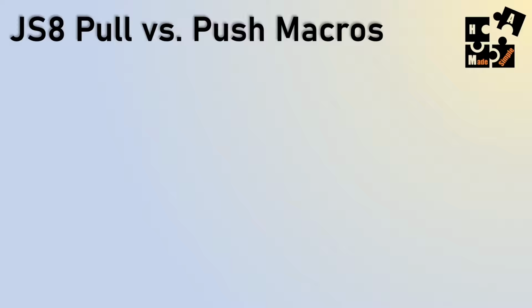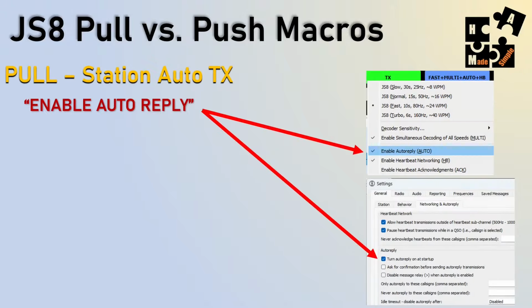So make sure you understand, when you're thinking of macros, you can pull information from another station or group, or push it to another station or group. But you can't do it if you don't have these enabled. So you want to make sure that you have enabled auto reply up here under your speed, where you choose normal, fast, turbo, or slow. Down here, make sure that's enabled, but you also have to go under settings, station behavior, network auto reply, and turn auto reply on at startup. This is a failure point. A lot of people get it working some of the time and not all of the time. It's because you don't have this checked.